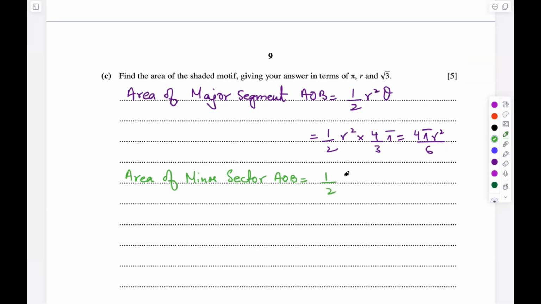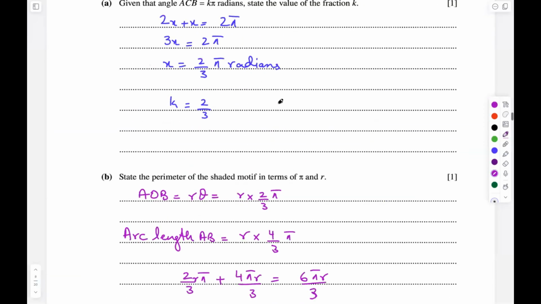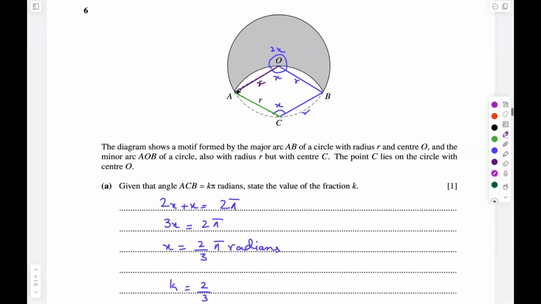We'll use the formula half r squared theta. So this will be half r squared and the angle is 2 upon 3 pi. So we can cancel the 2 and this will become pi r squared upon 3. Now from this area, we'll have to subtract the area of these two triangles.